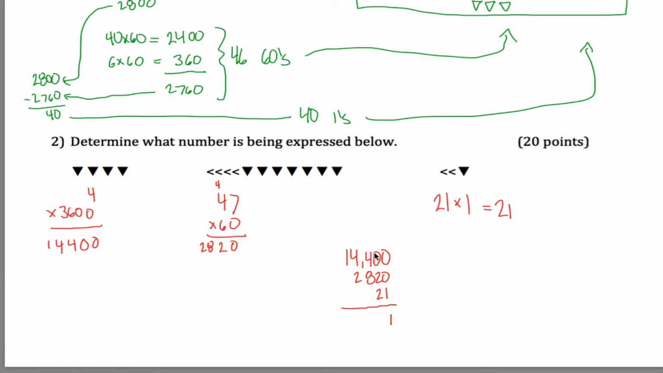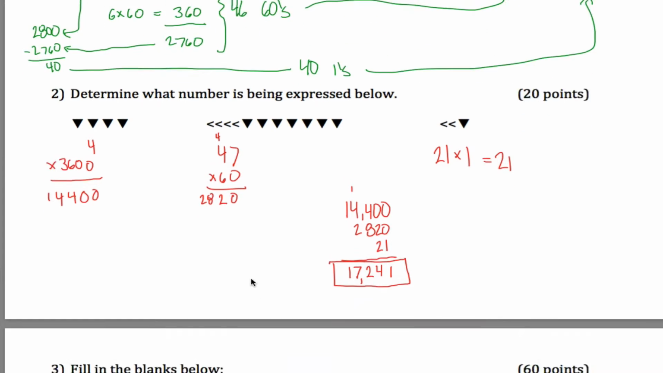So I add my 1s column and get a 1, a 0, a 2, and a 2 gives me a 4. A 4 and an 8 is 12, so I'll carry 1 up there. 4 and 2 is 6. 1 more gives me 7. I think what I'm figuring out here is that the number that I expressed is 17,241. Whew. All right. Second page.